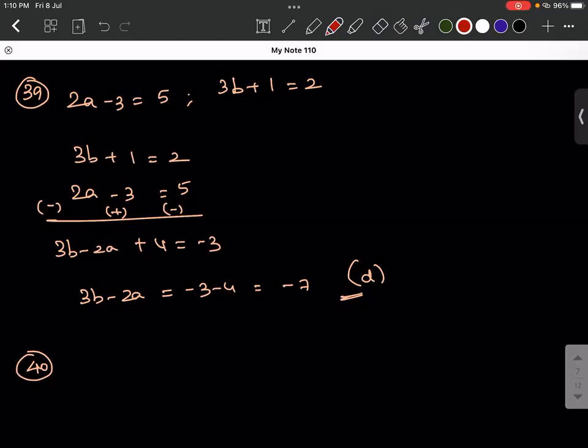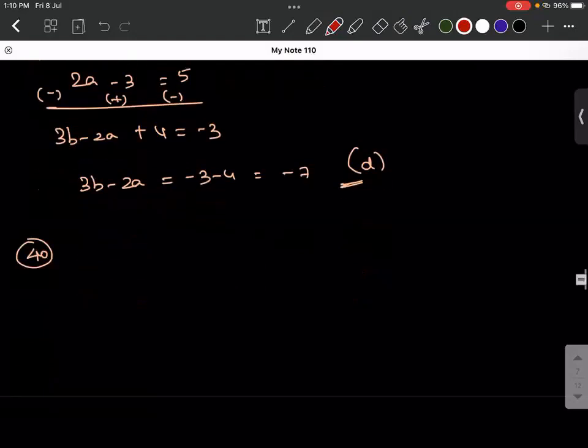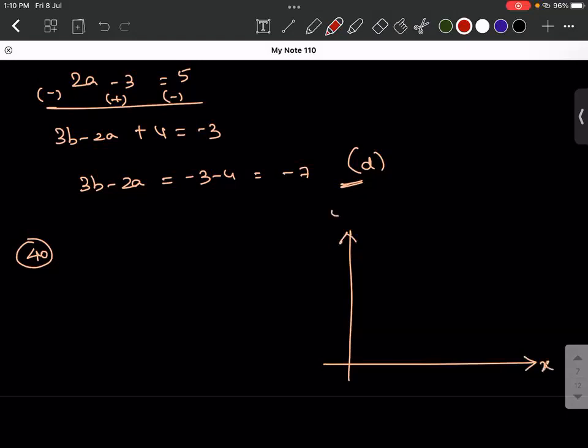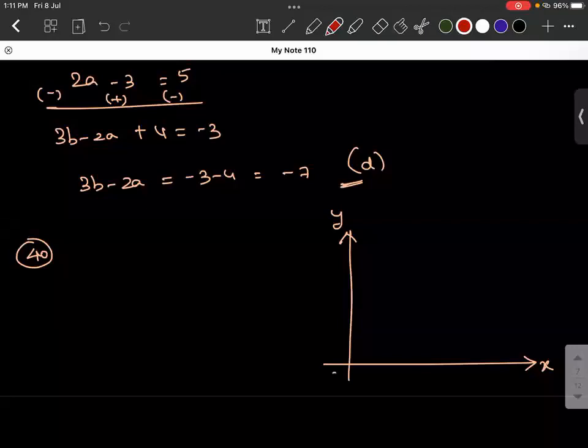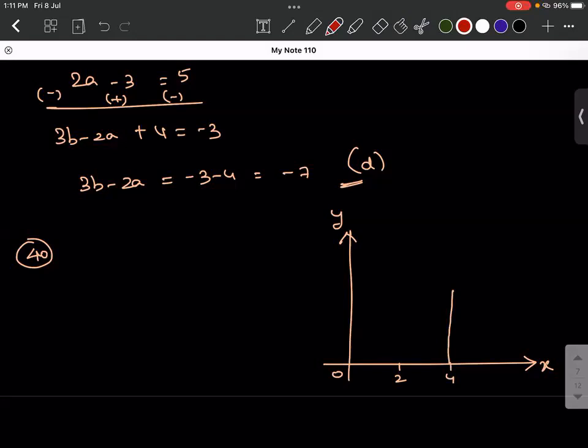OABC is a square whose equations are... zero, this is 2, this is 4. OABC. So this point is 4 comma 0. What about this point? 0 comma 4. What about this point? Correct. Okay. Now what do we want?